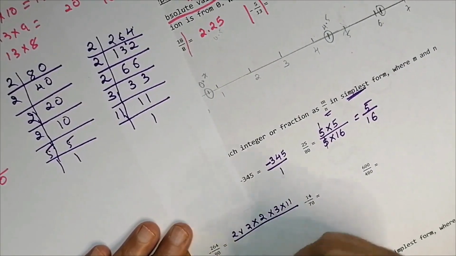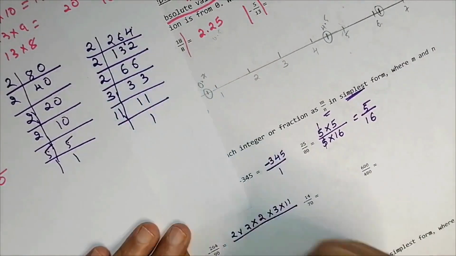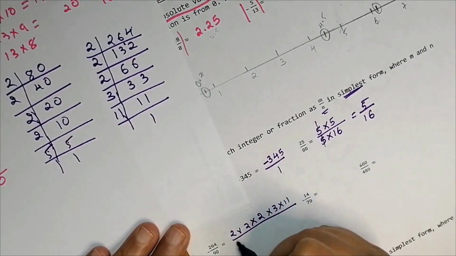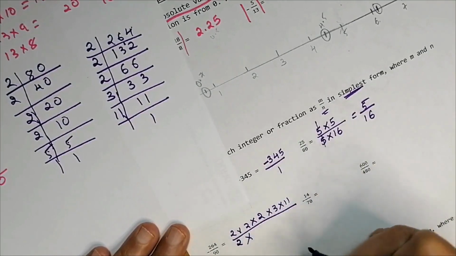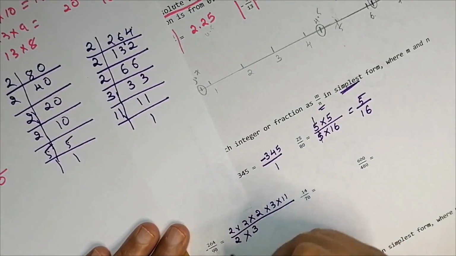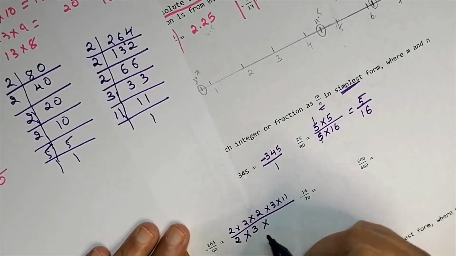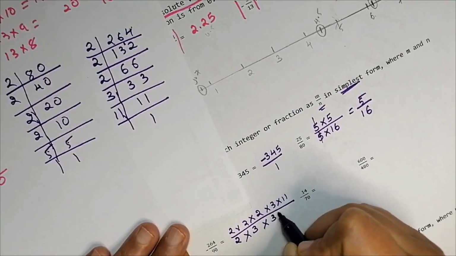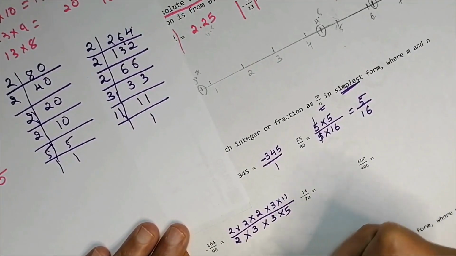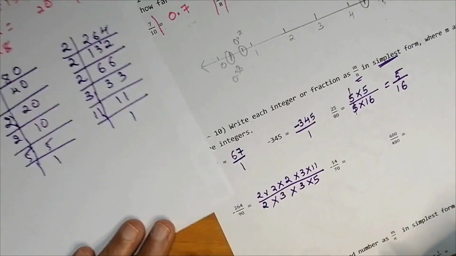Now 90, let's try and do orally rather than doing it here. Okay, 90, we know it's 2 times 45, right? So we write 2. 45 can be further divided. 45 is 3 times 15. So we write 3. 15, it's further divisible, right? 15 is 3 times 5. So this is the way that you can do it mentally, orally, okay? Provided you know your tables very well.